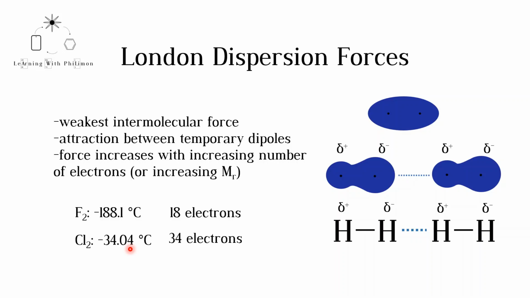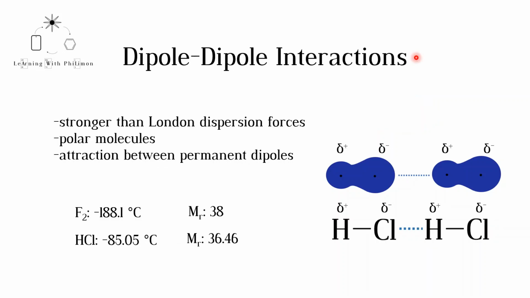Textbooks usually describe the trend in London forces in terms of molecular mass, Mr. The higher the molecular mass, the stronger the London forces. Of course, as the molecular mass increases, so does the number of electrons. Now let's look at another type of intermolecular force.